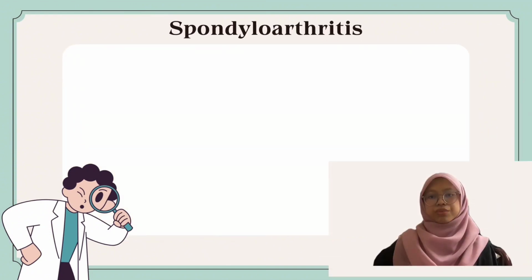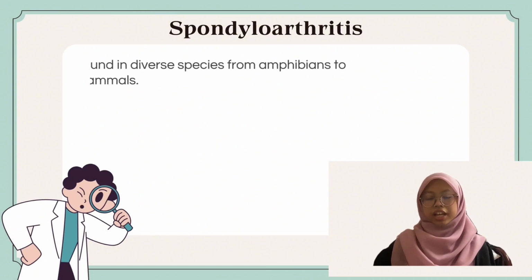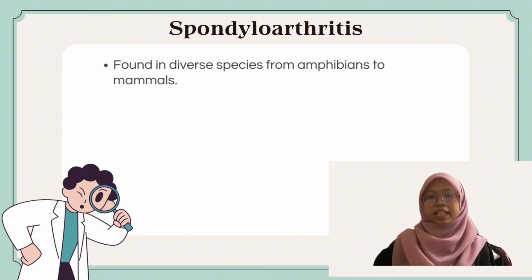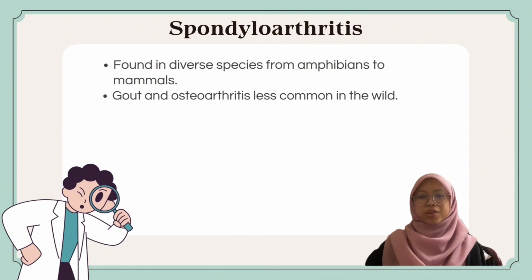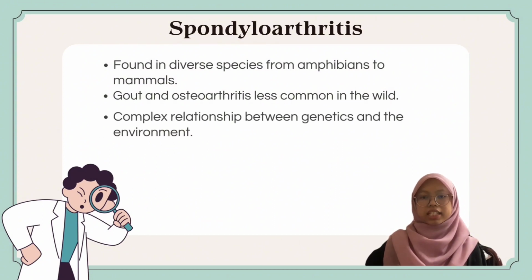Our journey starts with spondyloarthritis, the most prevalent form in vertebrates, found in diverse species from amphibians to mammals like primates. Its deep-rooted prevalence raises questions about the interplay of genetics and the environment in shaping arthritis. Notably, gout and osteoarthritis are less common in the wild, gaining prominence in captivity. This suggests a complex relationship between genetics and the environment.